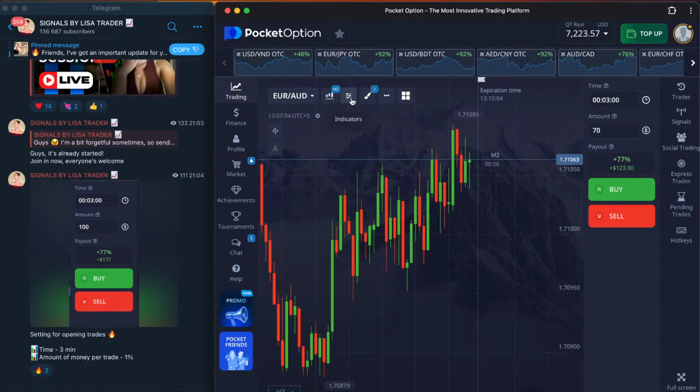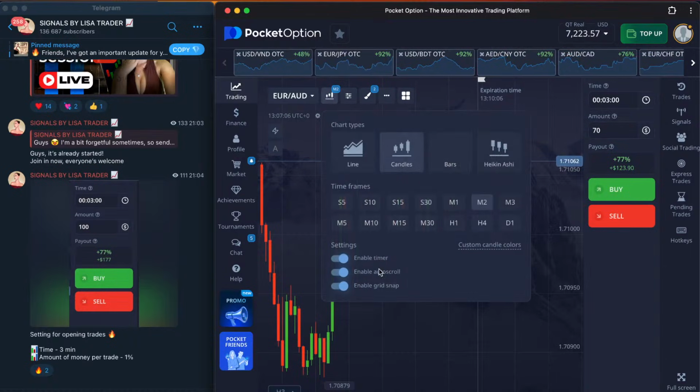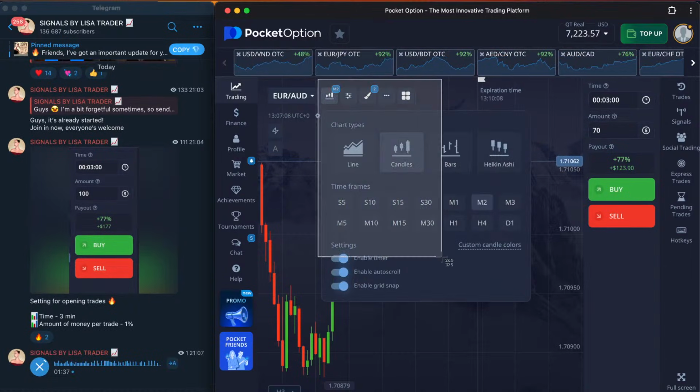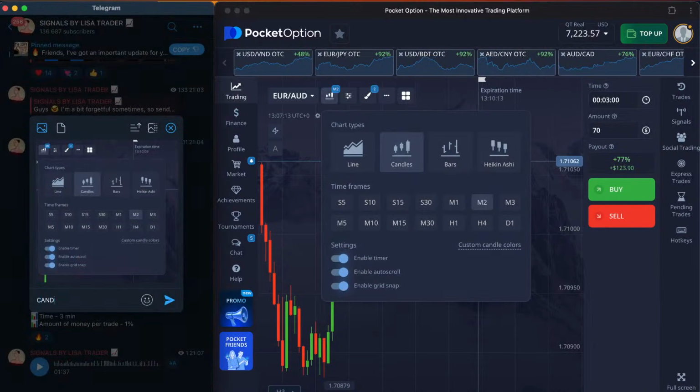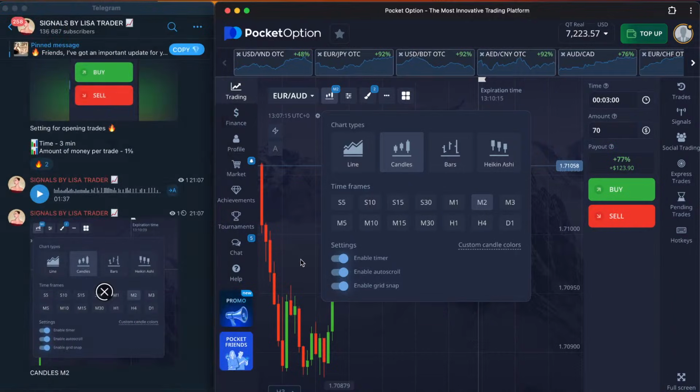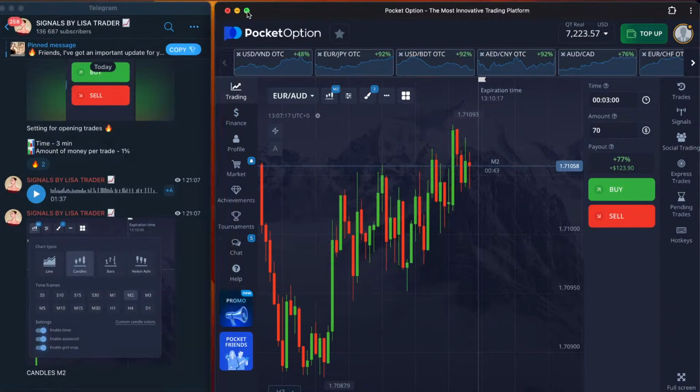Perfect. It was a long one, but still. So time of the expiration is 3 minutes, but the time frame of the candles is going to be M2. Candles M2. Okay. And now I'm going to check out the currency pairs.